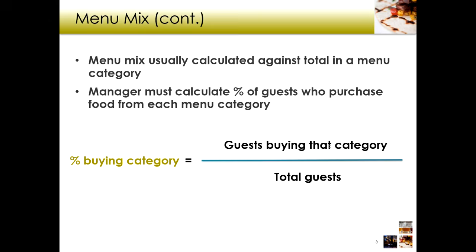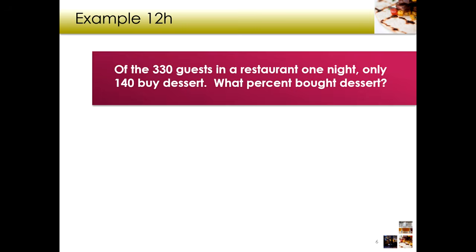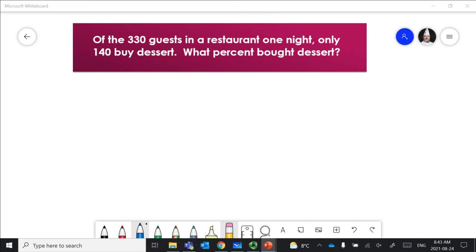So, the number of guests buying that category divided by the total number of guests. In our next example, we've got 330 guests coming into the restaurant, but only 140 of them buy dessert. What percentage bought dessert? Well, it's 140 out of 330, which gives us a percentage of 42.4%.